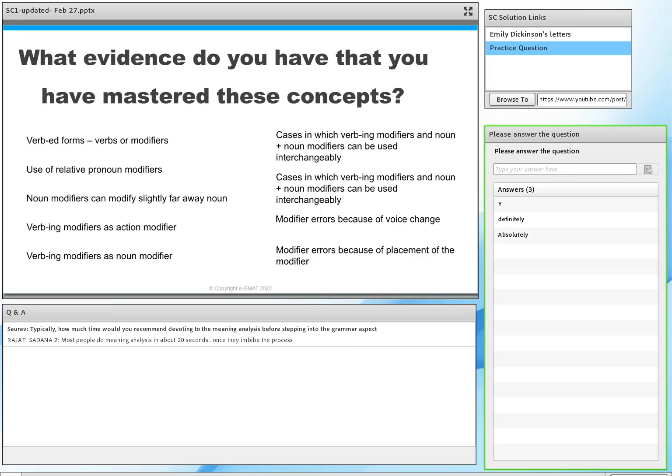So the key to getting there is focusing on this meaning-based approach so that you can identify cases where you may have an incorrect usage of a verb-ing modifier, grammatically incorrect in the original sentence, but then it's corrected by using a noun plus noun modifier, which in turn communicates the same meaning. So once you build that understanding, that's when you get to that level where you can identify these changes in structures from the original sentence, which is incorrect, to the correct answer choice while keeping the meaning the same.